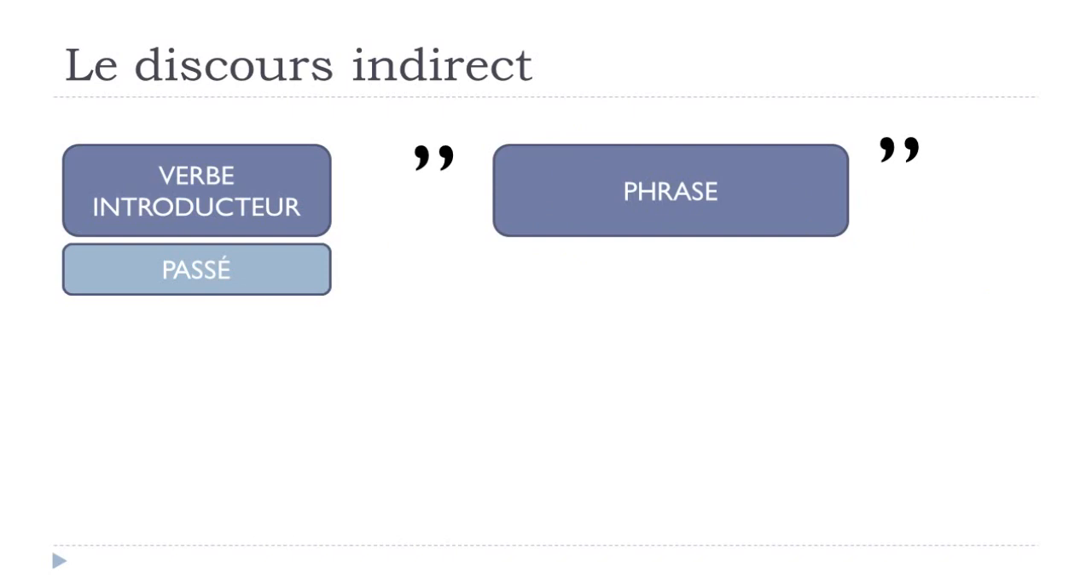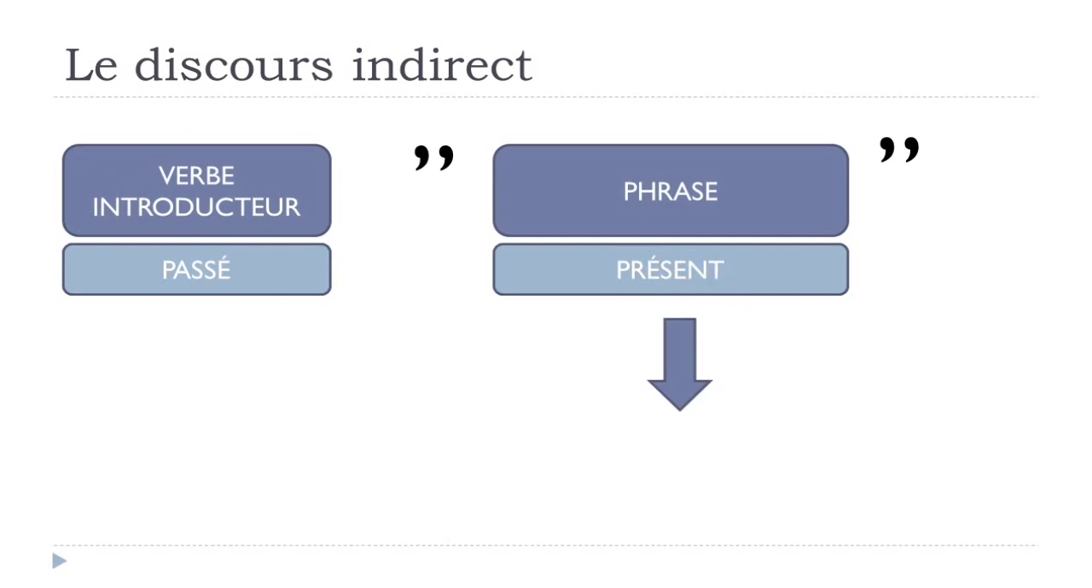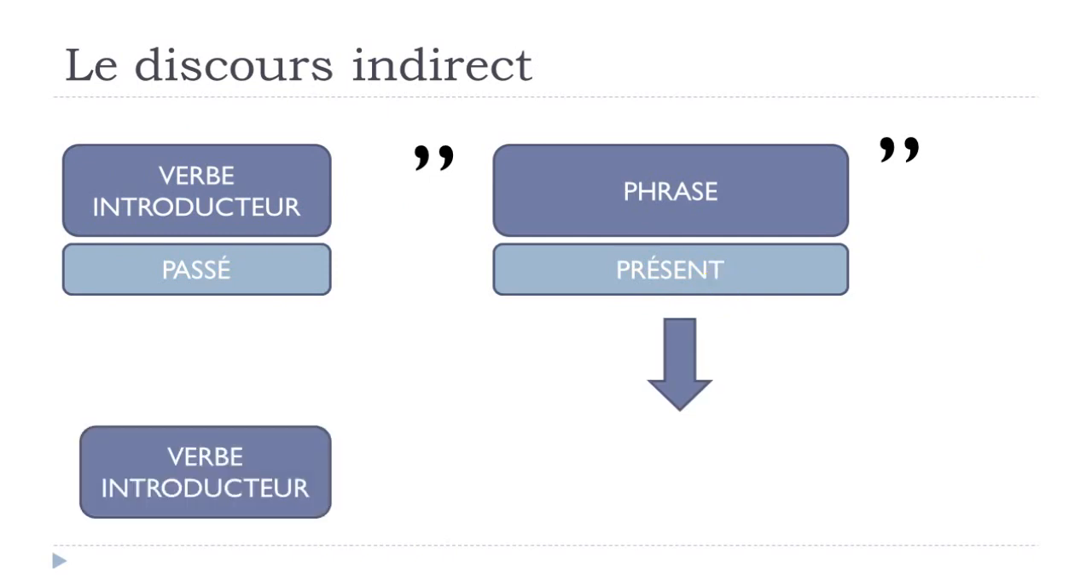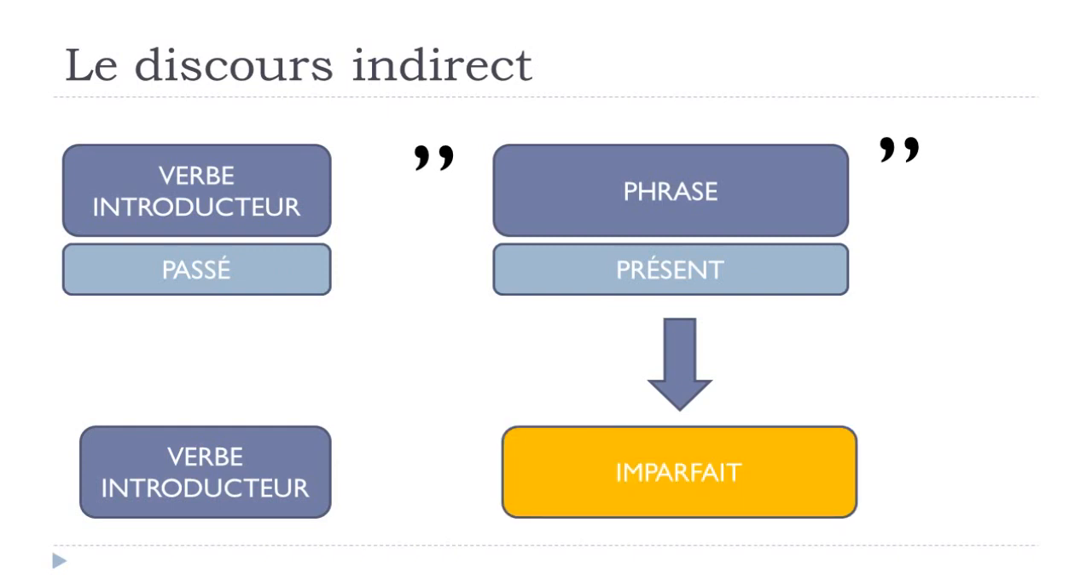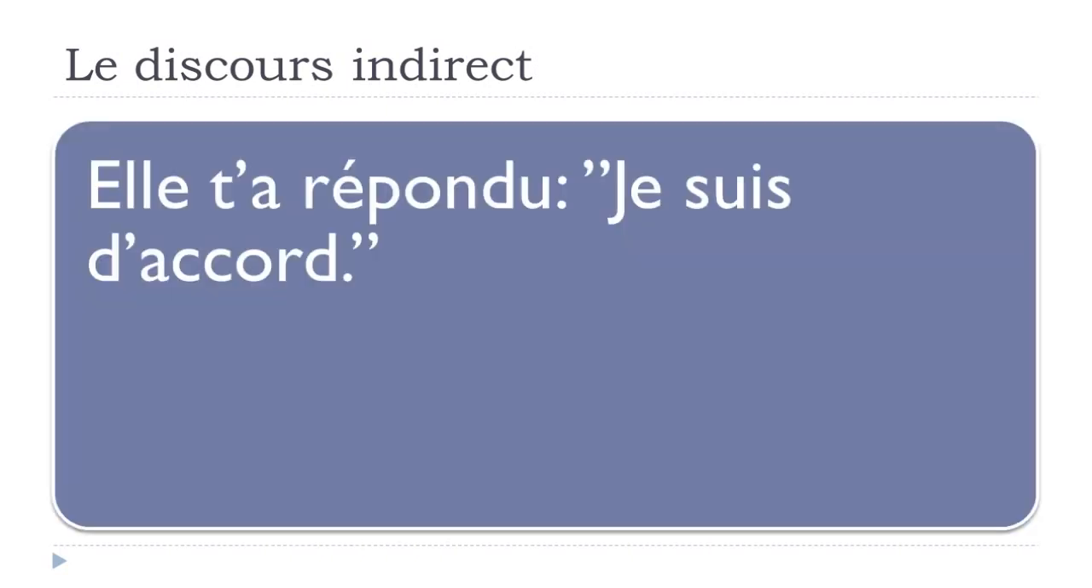Okay? So the first example is if we've got this verbe introducteur at the past form, okay? And for all the examples, I will put this first part at the passé composé. Okay, so it will be easier that way. So if we get the second part here at the présent, well, this part will have to change, and well, the verbe introducteur will stay the same, but this présent form will be at the imparfait. Okay, so let's have a look how it will go.